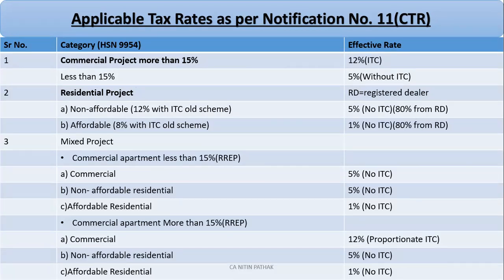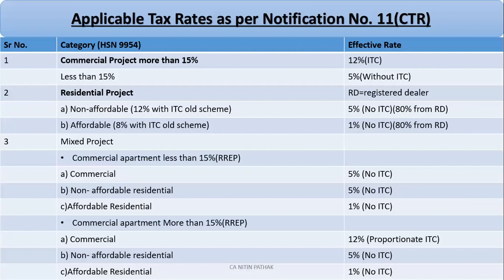If it is a residential project, affordable housing is 12% with ITC under the old scheme, 5% for non-affordable. The definition of affordable: in some areas 60, in some 90 square metres, metro or some cities, and less than 45 lakh. I have given the affordable definition earlier; if not, I have just covered it here. Affordable means the 45, 60, 90, metro, non-metro areas, and agreement value below 45 lakh.